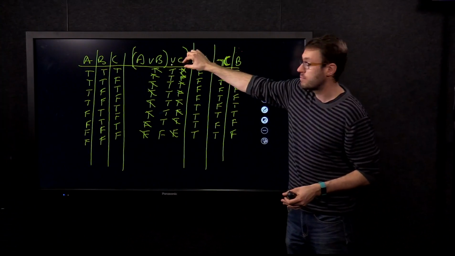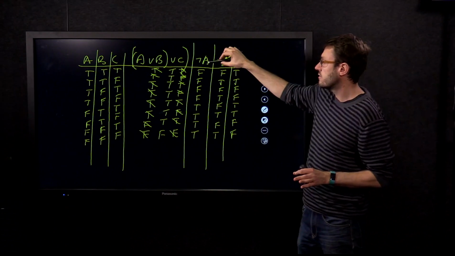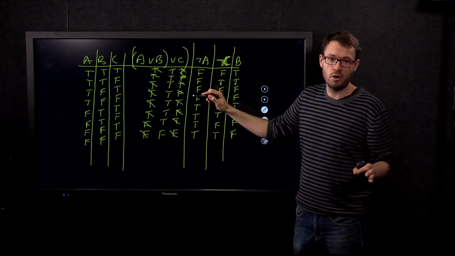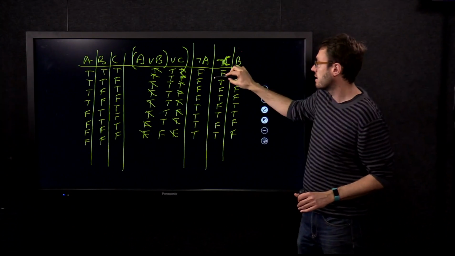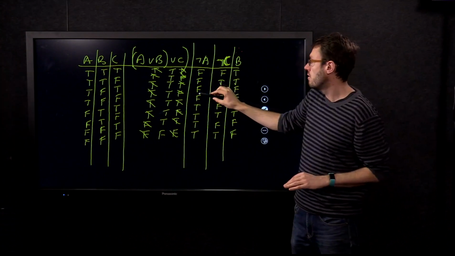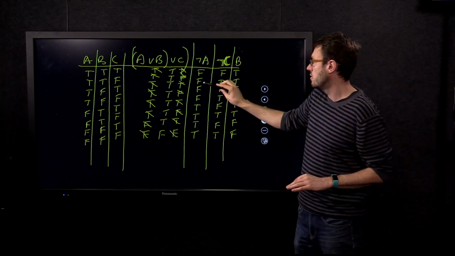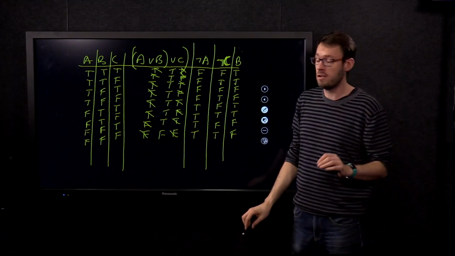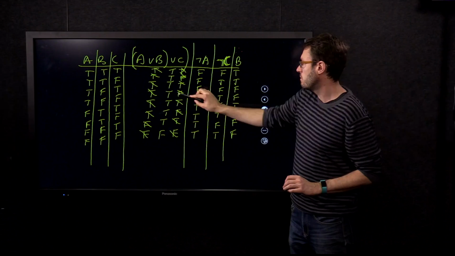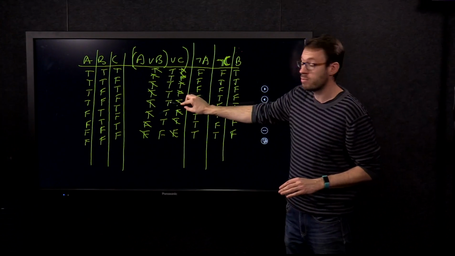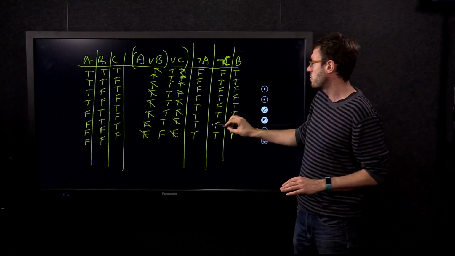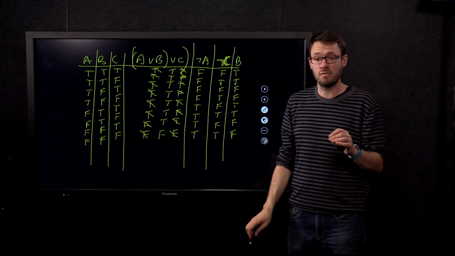First row. First premise is true, second premise is false, so that first row is not a row in which the premises are true and the conclusion false. Second row, first premise true, second premise false, so it's not the second row. Third row, first premise is true, second premise is false, so it's not the third row. Fourth row, first premise is true, second premise is false, so it's not the fourth row. Fifth row, first premise is true, second premise is true, but the third premise is false, so it's not the fifth row.